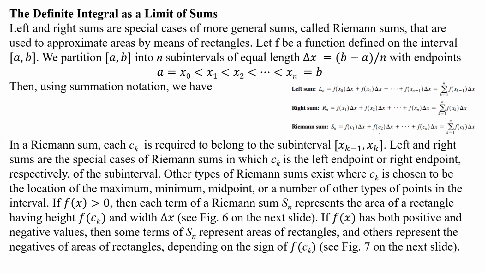And so this is from 1 to n again, but it's f of x sub k times our delta x. Now, the Riemann sum says, well, S of n instead of R or L is going to be equal to f of c1 times delta x plus f of c2 delta x, all the way up to f of cn delta x. And again, we're going from 1 to n of f of ck delta x.